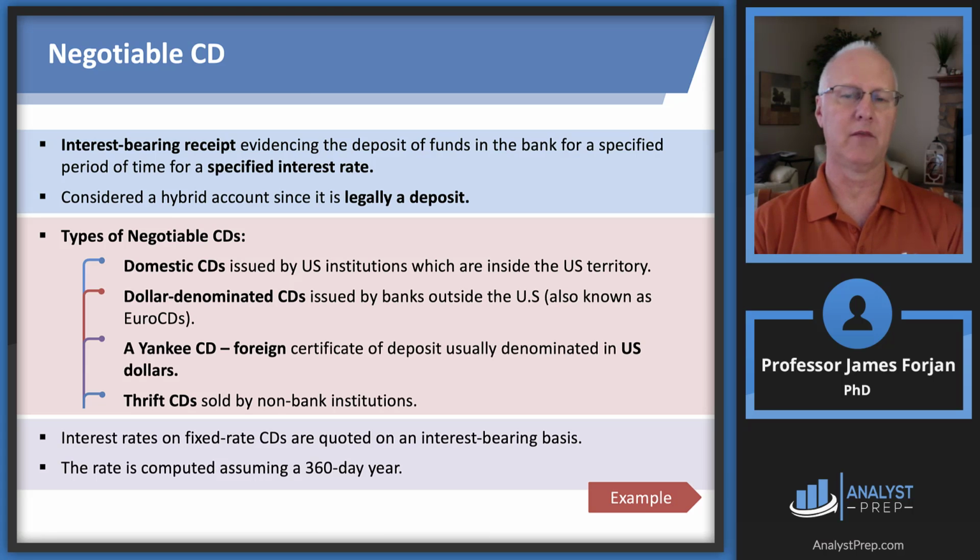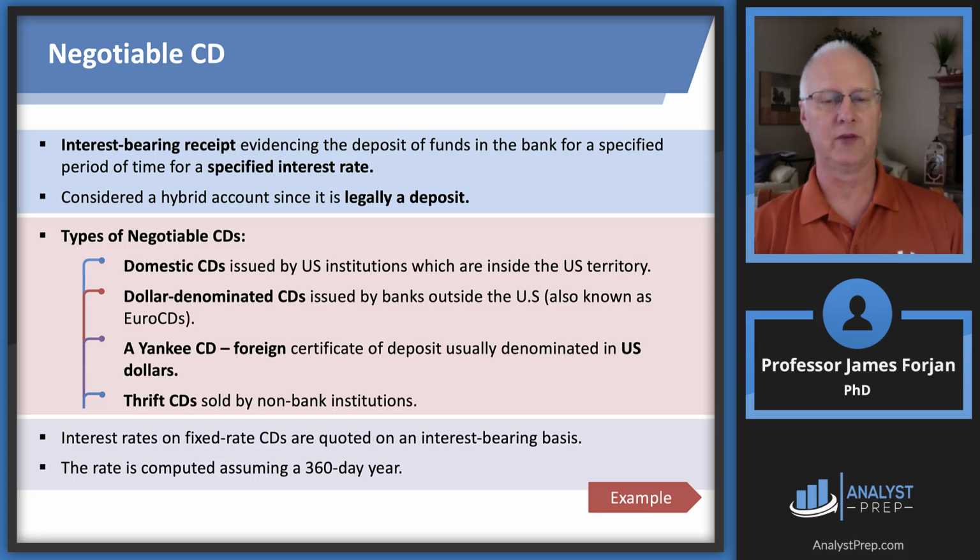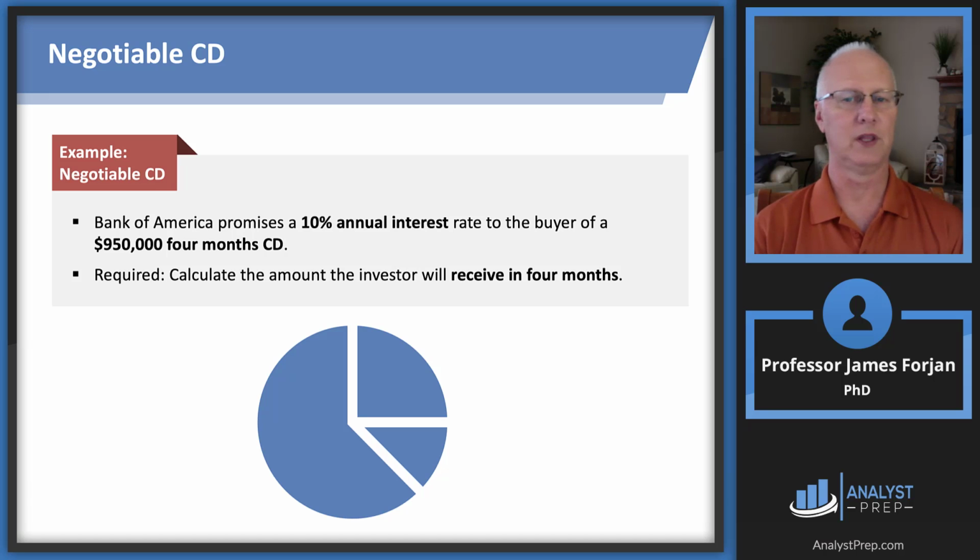The interesting thing mathematically in determining the interest rate on these negotiable CDs is that the rate is determined on a 360-day year. And I know I've said this to you before, but just remember that back in the old days when we didn't have computers, it was a lot easier to divide by 360 than by 365. That's really the case.